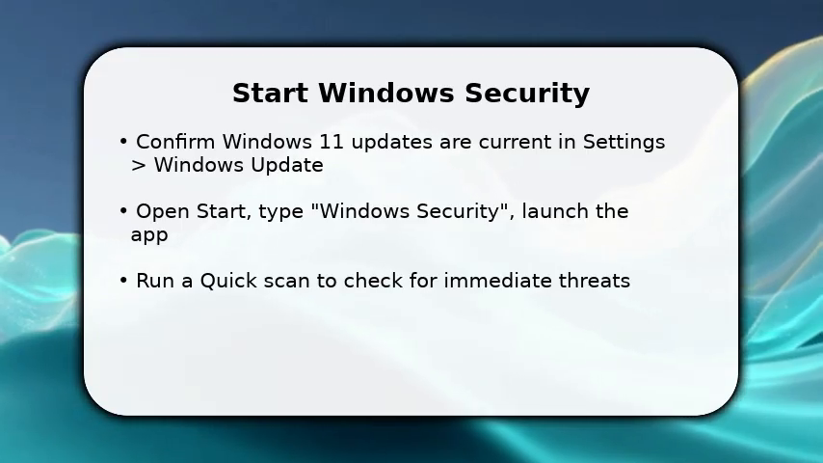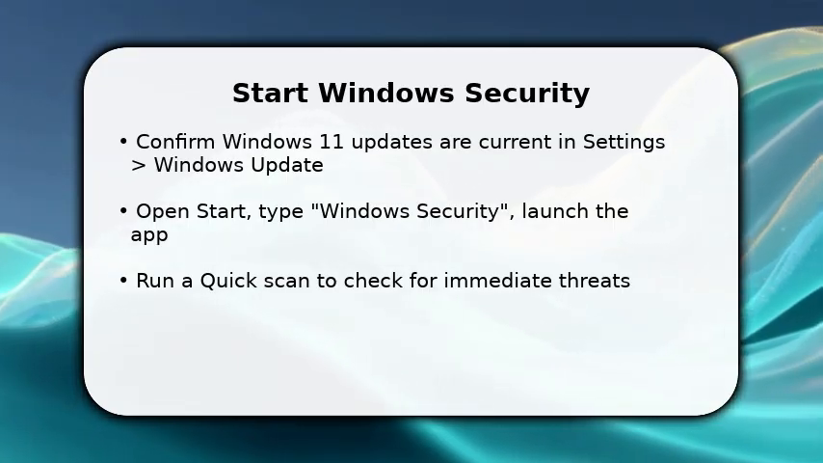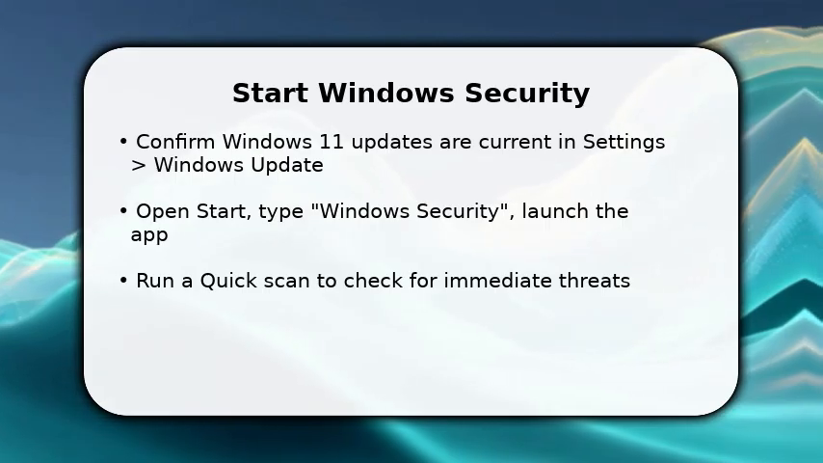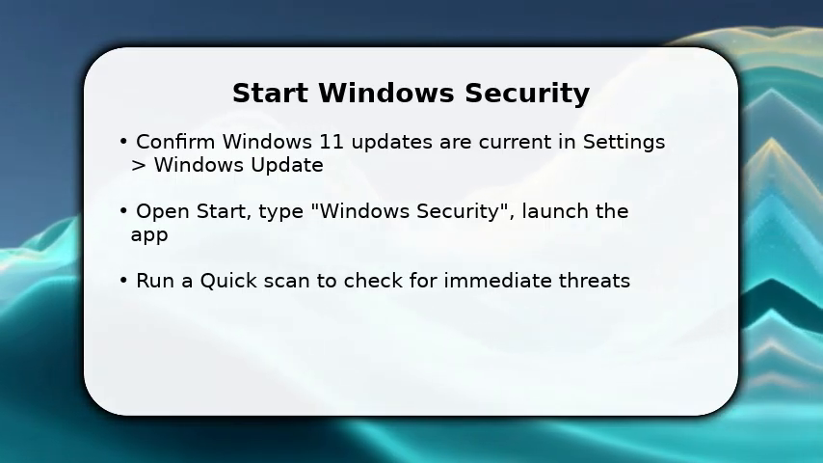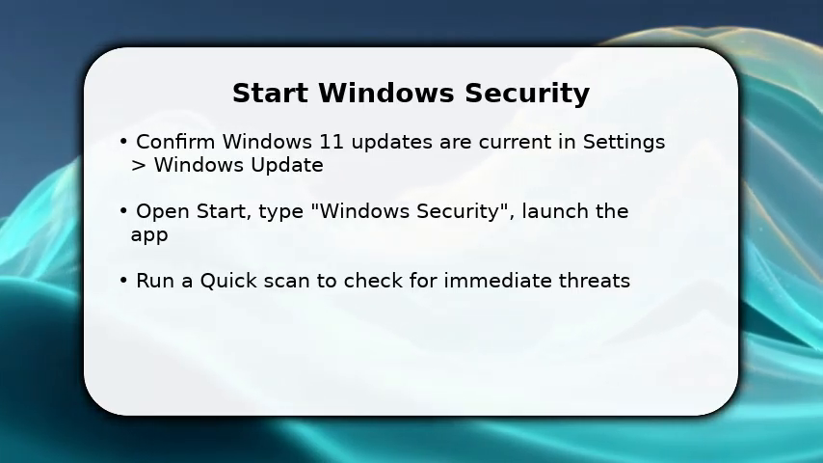You begin by preparing the system. Make sure Windows Update shows no pending updates, because security definitions often arrive with system updates. Once done, open Start and launch Windows Security. This is your central antivirus console.